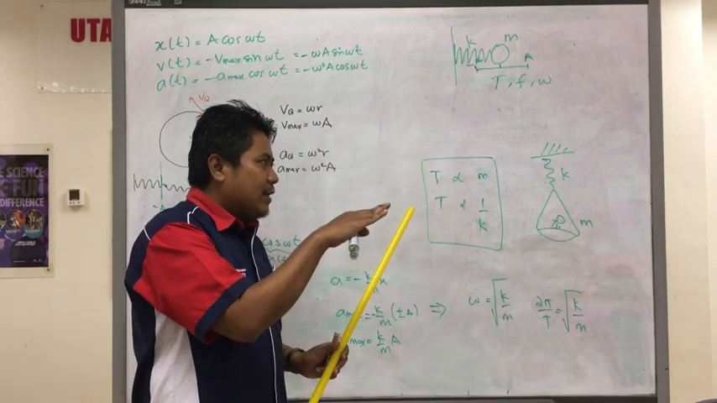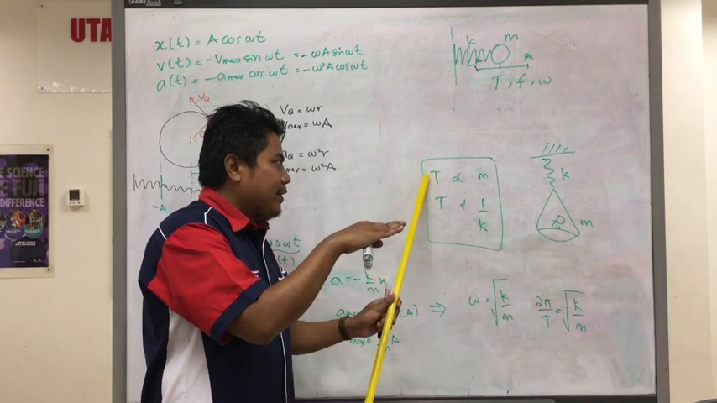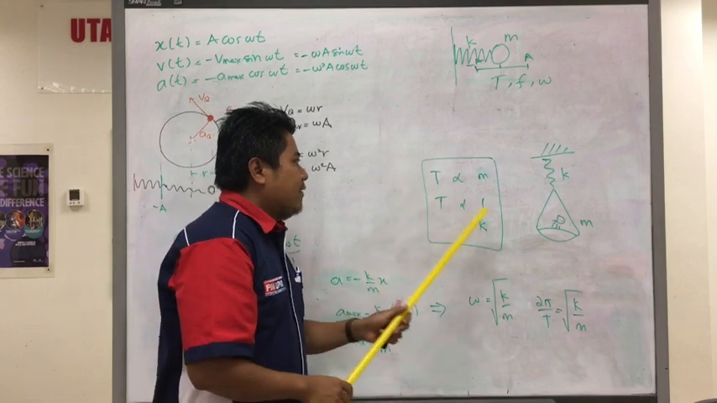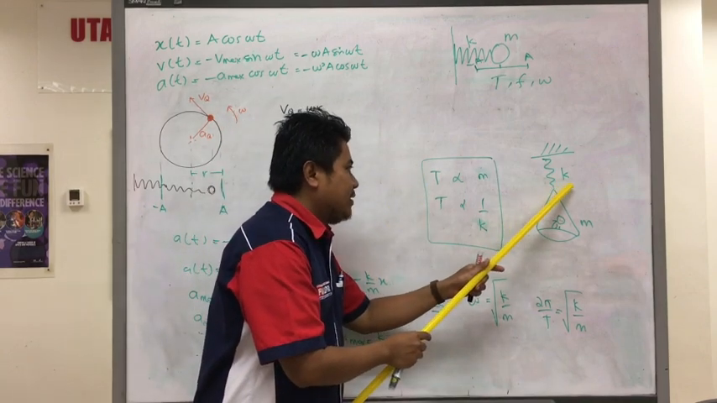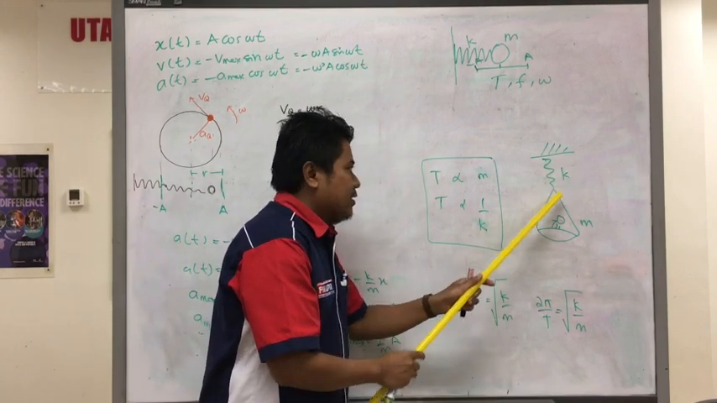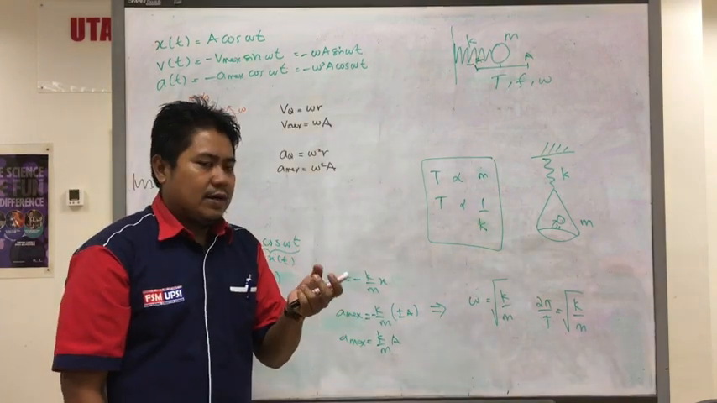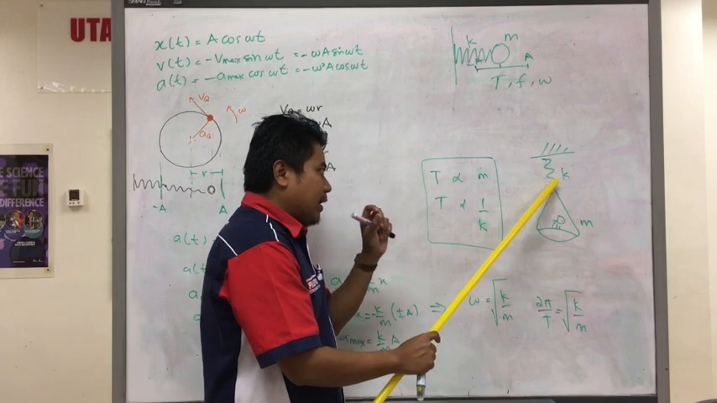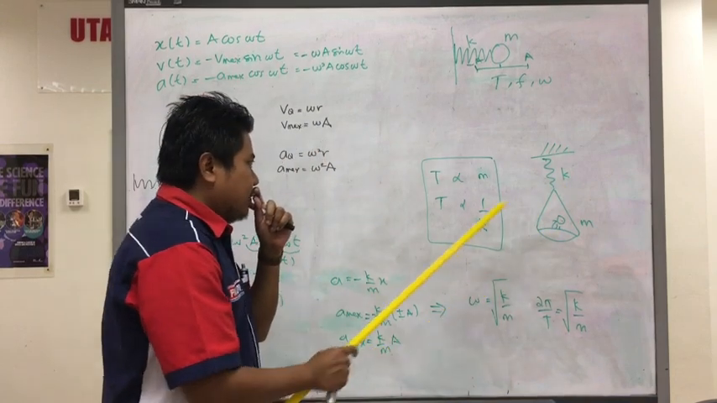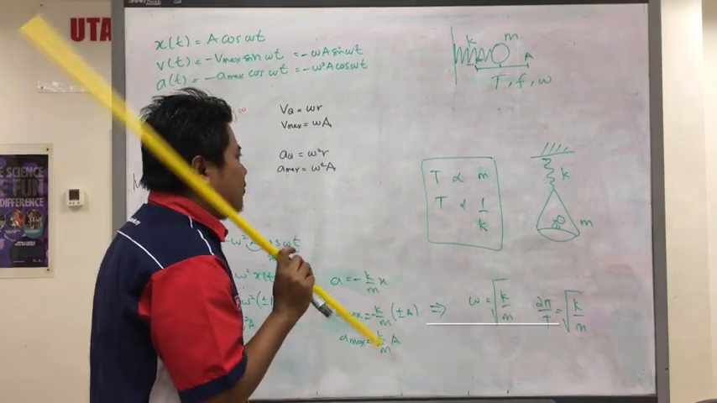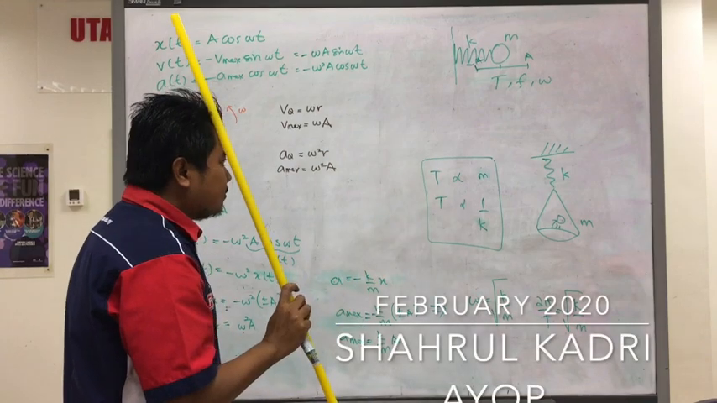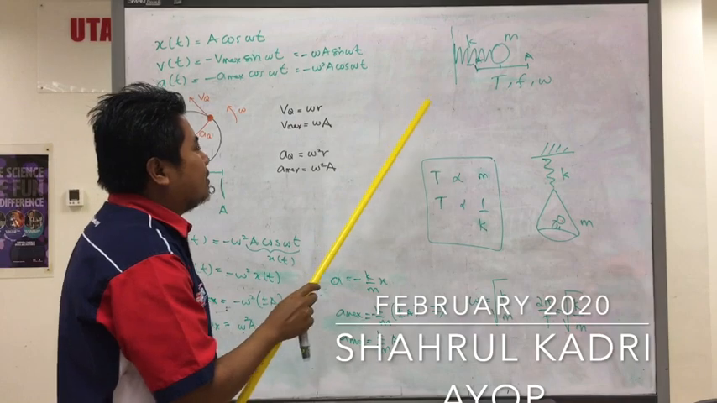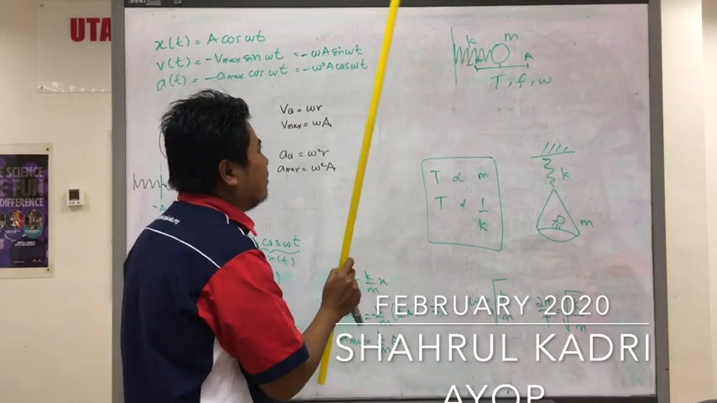So how do we make the period shorter? To have a shorter period, we have to increase k. That means we have to use a harder spring, a spring with a larger k. So this relation shows what is happening between these three parameters: mass, spring constant, and the period of oscillation.